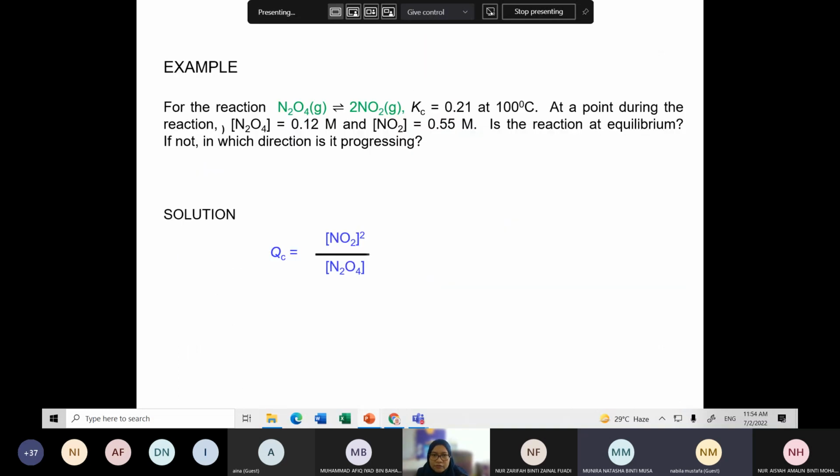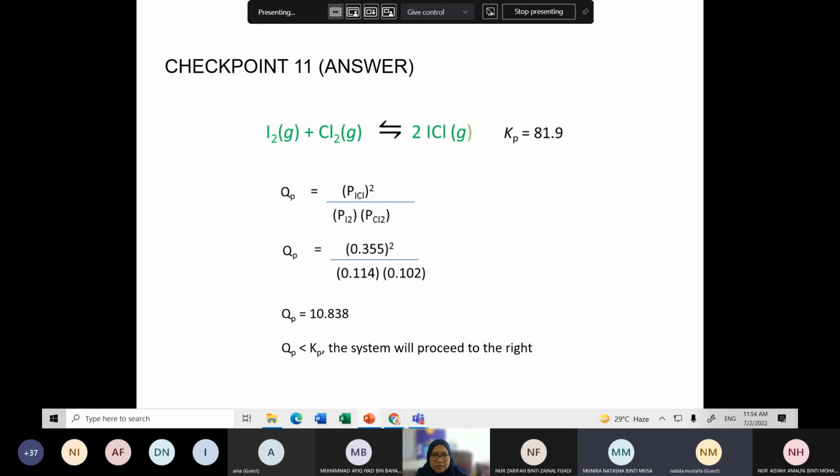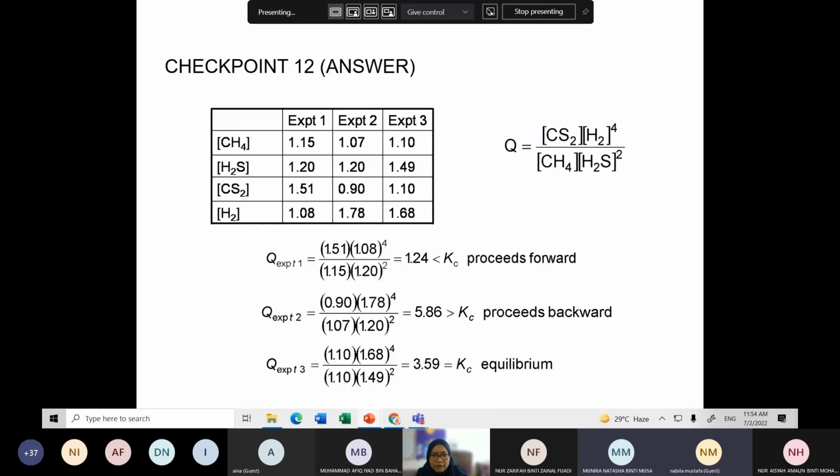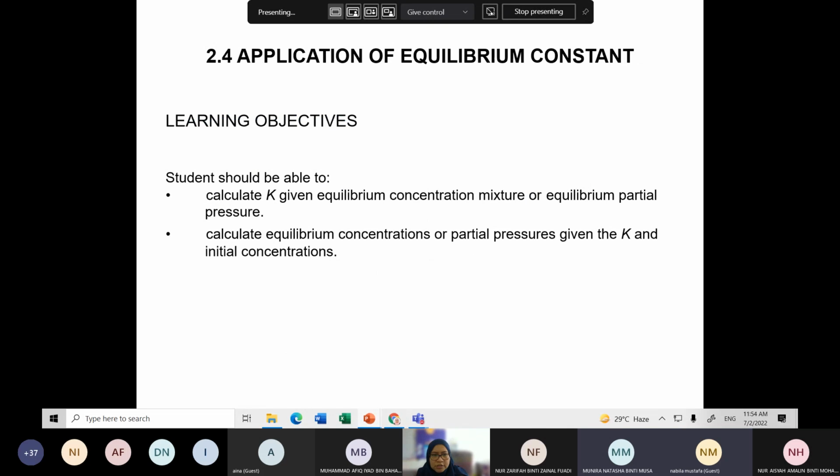Okay, alright. So we have few more slides on this. Yang mana yang you boleh calculate for QC, you can calculate for QC. Okay, before we proceed to the next subtopic.